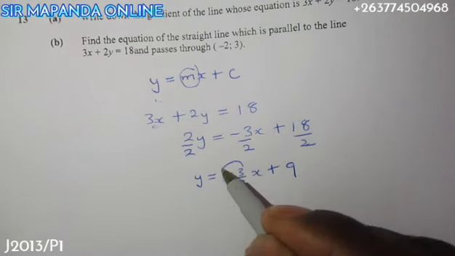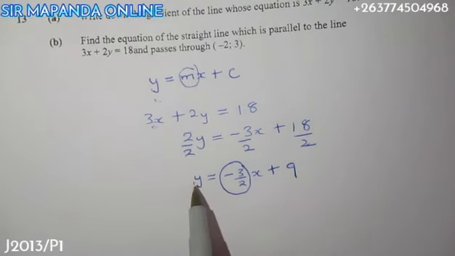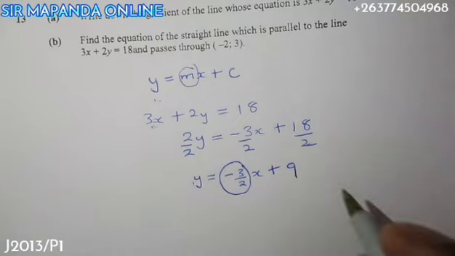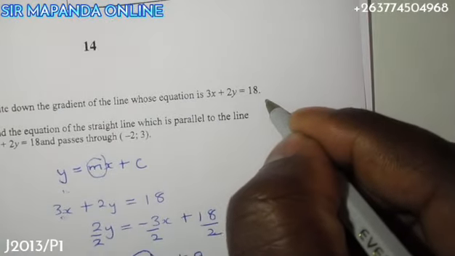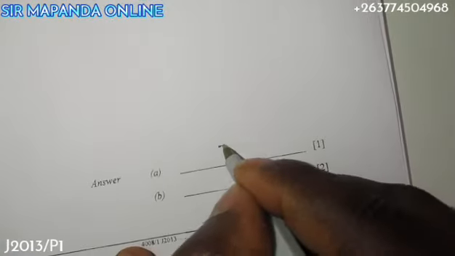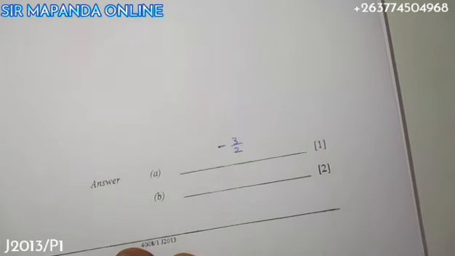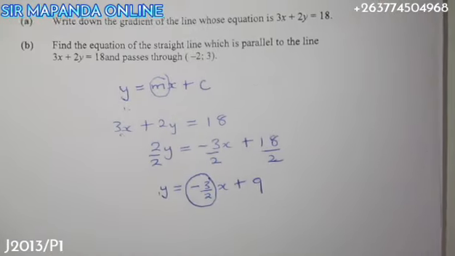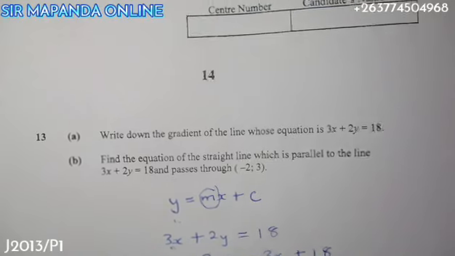So the coefficient of x after making y the subject is your gradient. It means our gradient in part A, your answer, is minus 3 over 2, which can be written as minus 1.5. Right, let us move on to part B of the question.